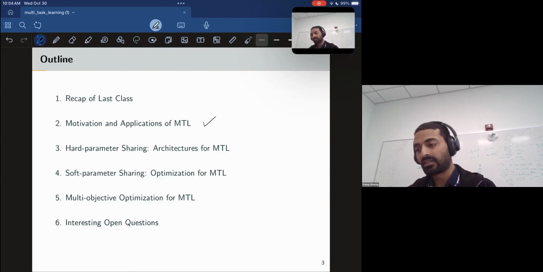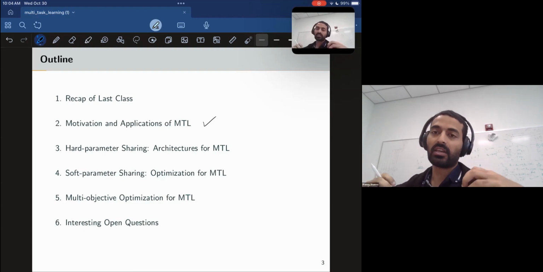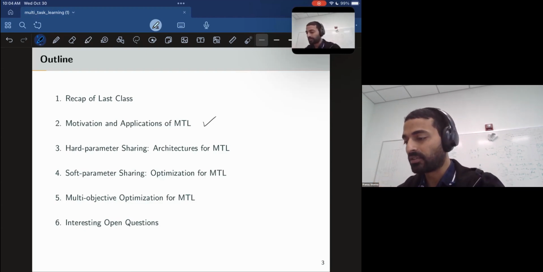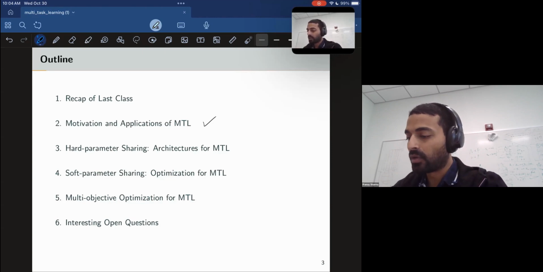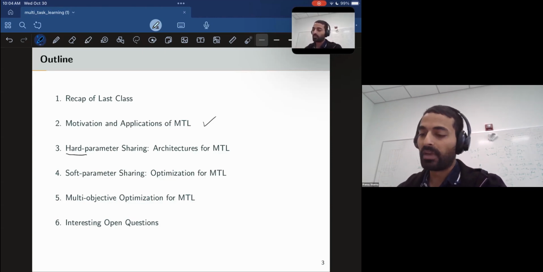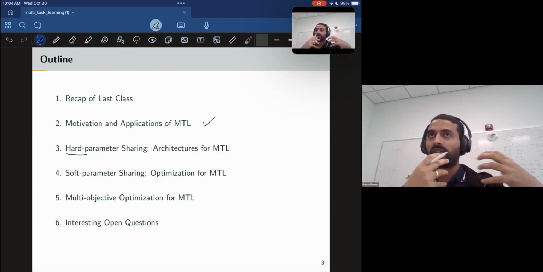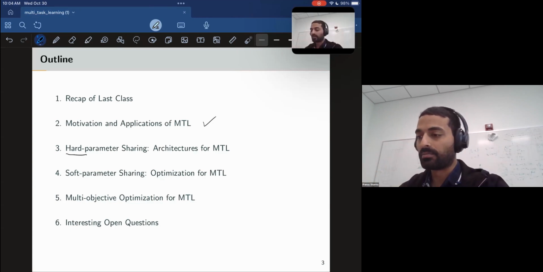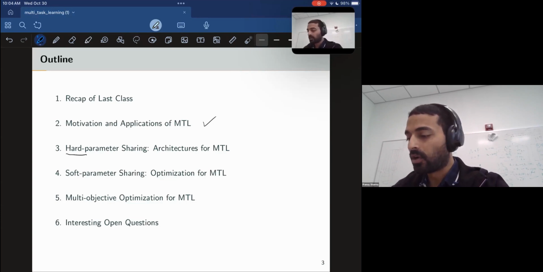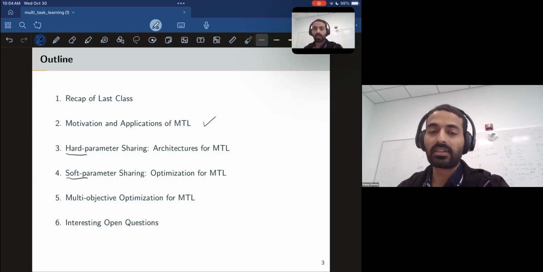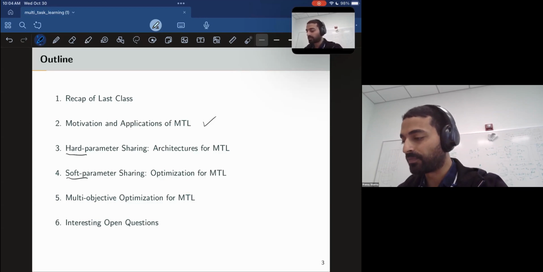Then I'll discuss the two broad ways in which multitask learning happens. For the model parameters, you can do something called hard parameter sharing, which is where you make the difference between shared models and individual models in the architecture itself. Or it can be something called soft parameter sharing, where you don't explicitly make the distinction, but you make some changes to the loss function or the training process.